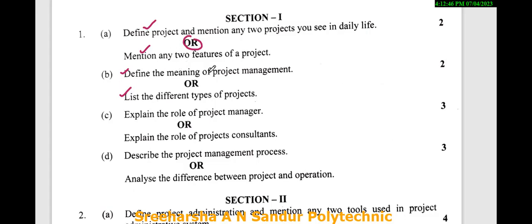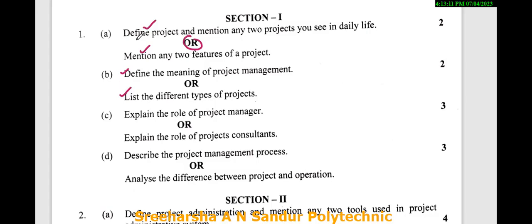Will the choices be given the same way? Need not be. They may be question number 1A, 1B, or 2A, 2B. In that way also. Now, this question paper is given like this.